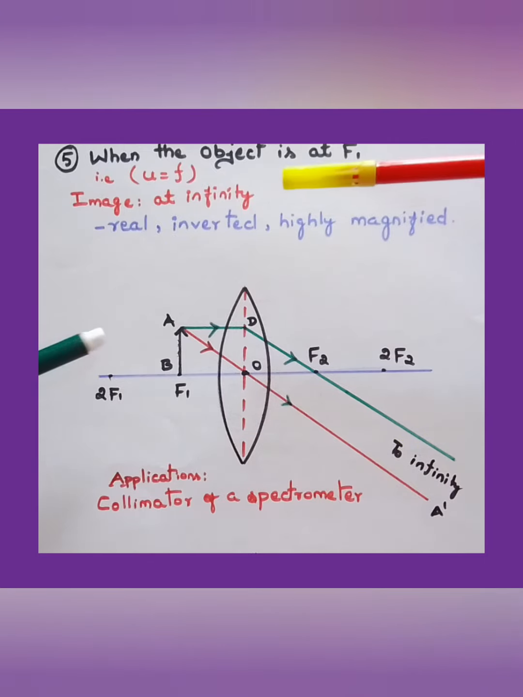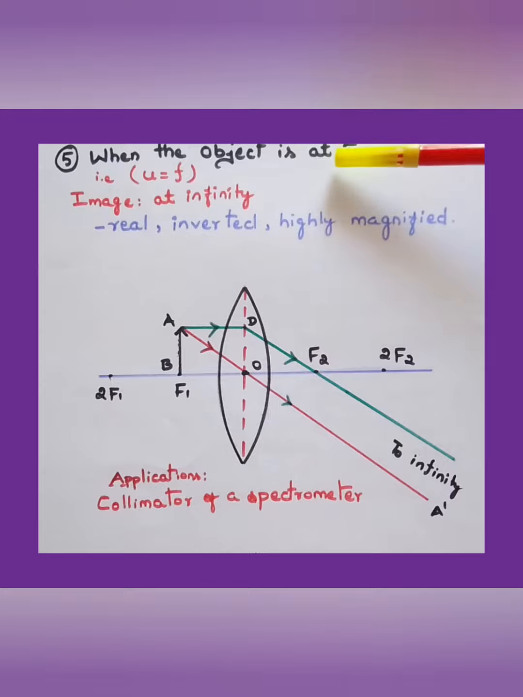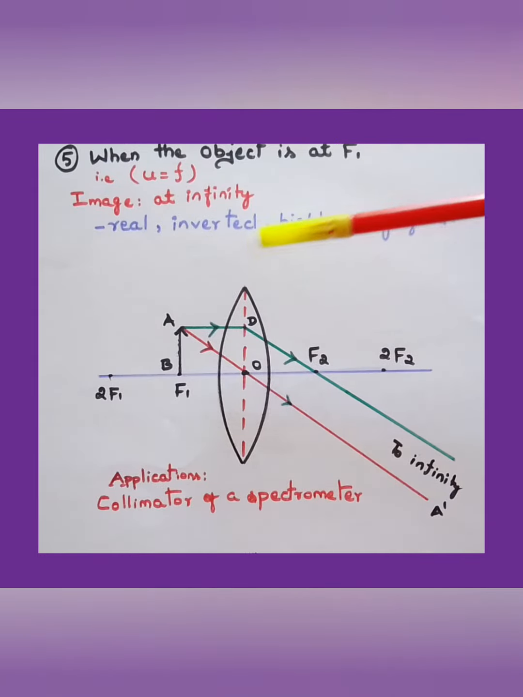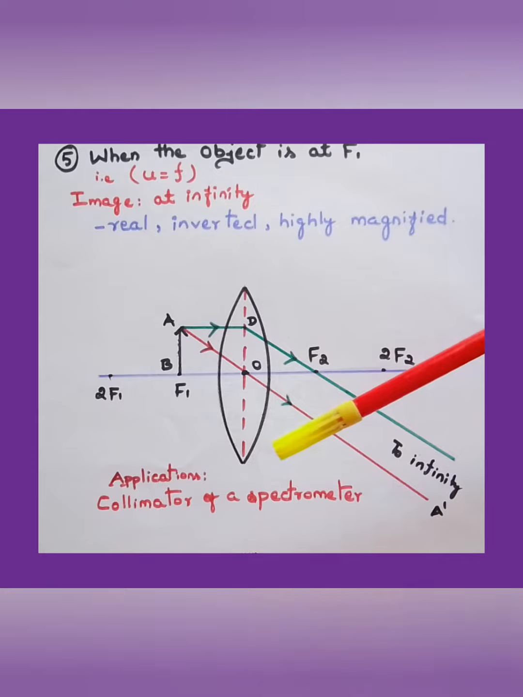Okay. Then AB is the object. Only A dash you can get here, you can draw, but B dash you don't know where it is, on the other side. How large the image is, we don't know. It is going up to infinity. So when the object is at f1, the image will be formed at infinity, and the image will be real, inverted, and highly magnified. Very, very big image we will get. And the application is, it is used in the collimator of spectrometers. We find this setup.